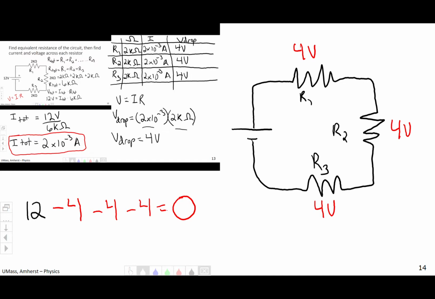Okay, so we start off with 12 volts of potential. Every time we go across a resistor, we lose that same amount of potential. So we end up with 0 at the end. We have 0 potential. We've dropped all of our potential that we started with at the beginning of the circuit.